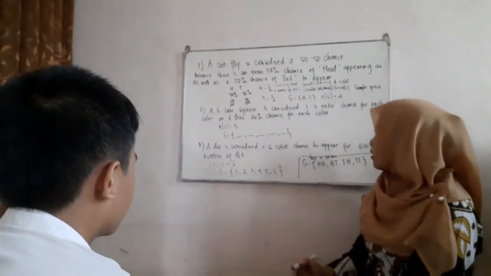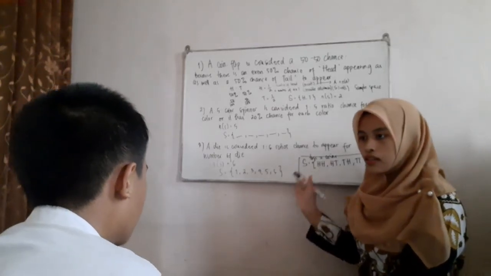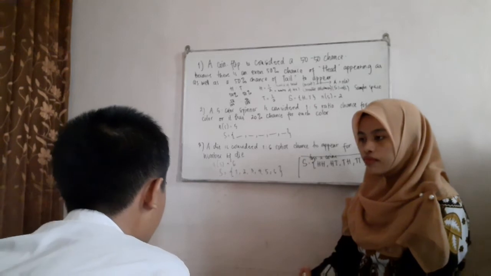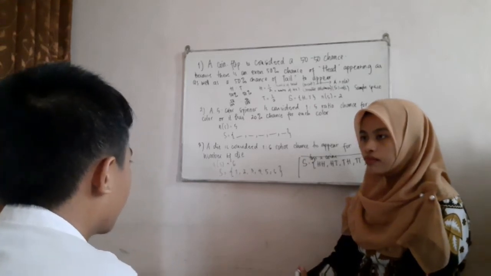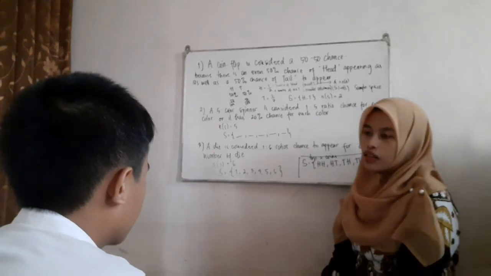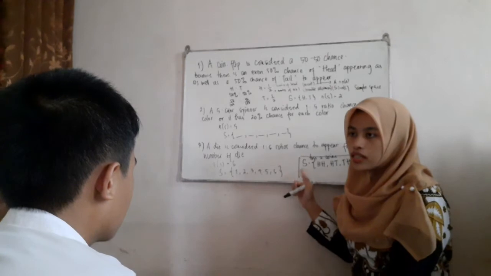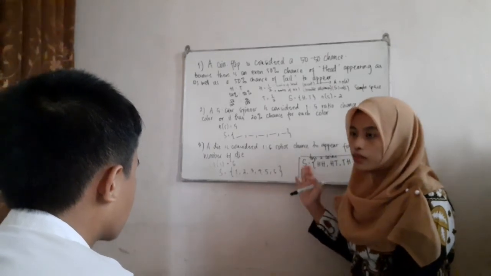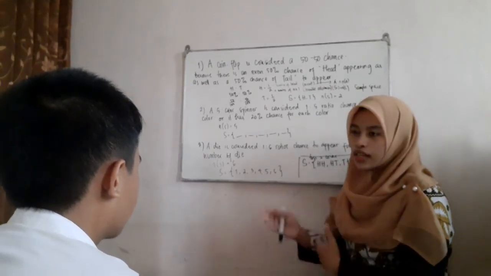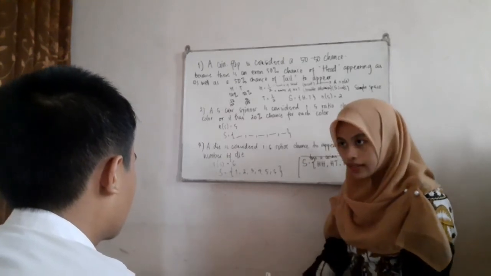So how many possible outcomes are here if we toss 2 coins? There are 4 possibilities. Yes, there are four possible outcomes. So be careful when determining the sample space. Better you list them first before you say how many possible outcomes there are. So do you understand? Yes, Ma'am.